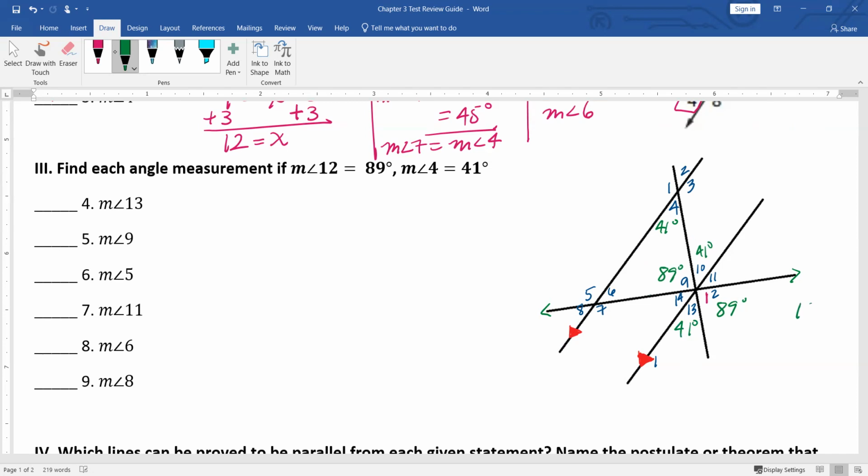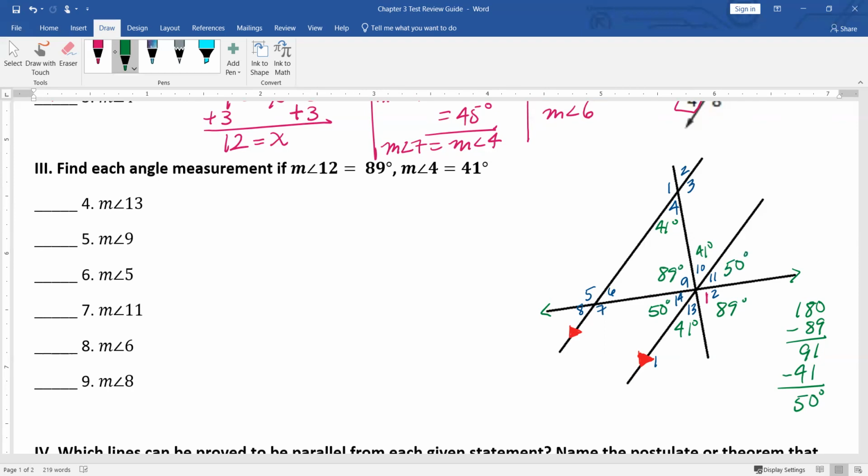And so just taking 180, subtracting 89, that's going to give me 91. And then subtract 41, that's going to give me 50. So I'm taking away the 89 degrees and the 41 degrees from 180, and what's left is 50 degrees. If 14 is 50 degrees, that means that 11 is also 50 degrees.